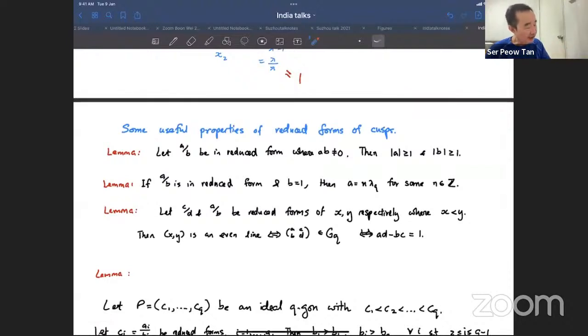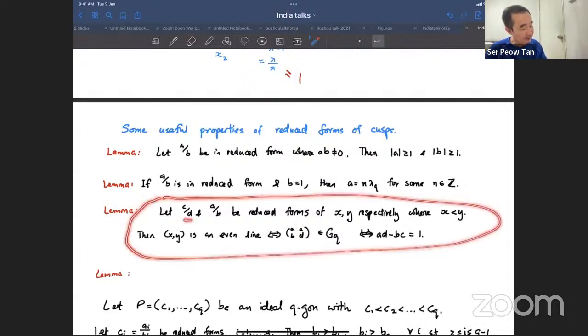Now, if A over B is in reduced form for a cusp where AB is not equal to 0, then both A and B have absolute value bigger than or equal to 1. In other words, the numerator and denominator of the reduced form have to be at least 1 if not 0. If A over B is in reduced form and B is equal to 1, then A must be of the form some integer times lambda. This is a very useful one.